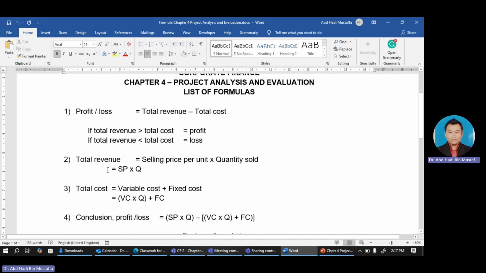Now, how to find total revenue is simple. Selling price per unit multiplied by quantity sold. That means the price per one unit. For example, if you are selling this one pot for 5 ringgit, therefore your 5 ringgit is multiplied by, let's say you produce 10,000, 5 ringgit multiplied by 10,000. That is the selling price, because you are selling this one for 5 ringgit, for example.